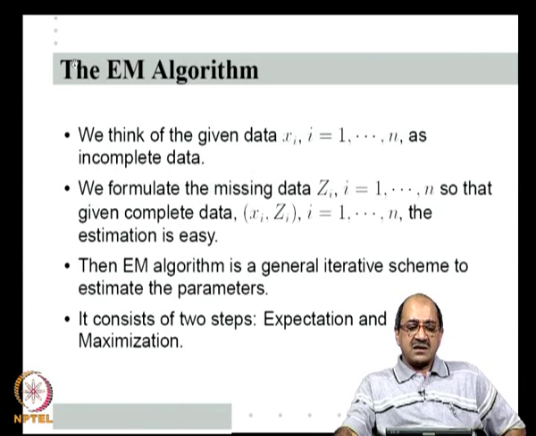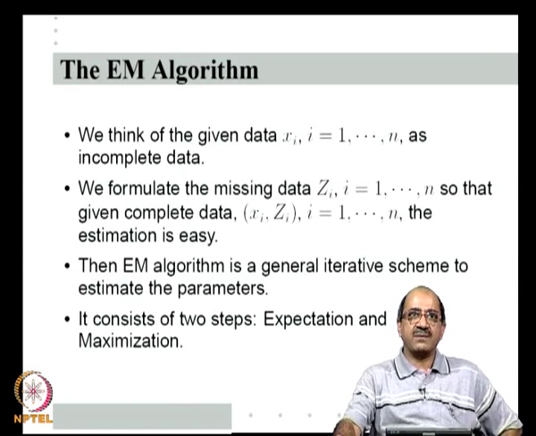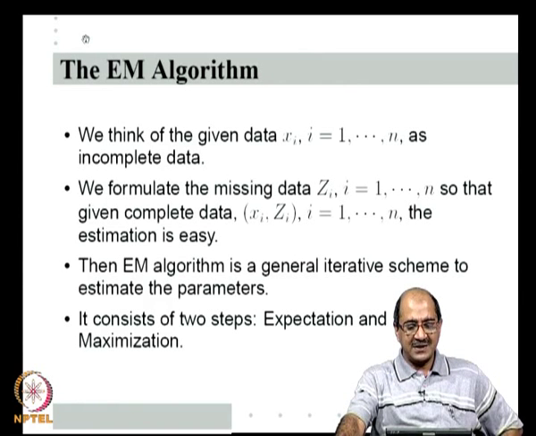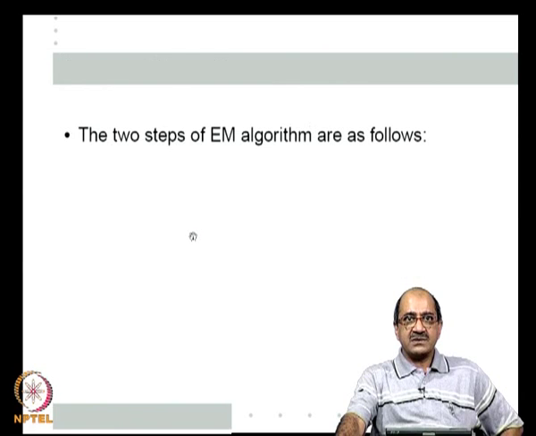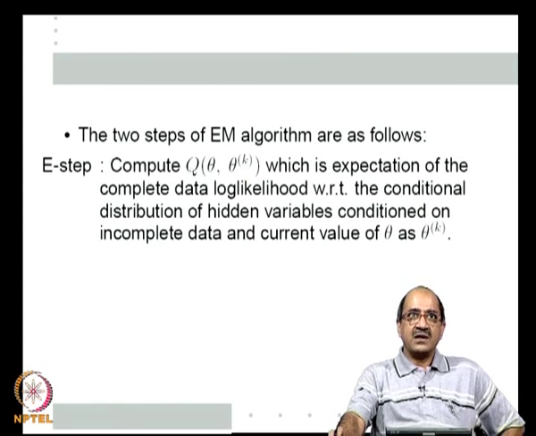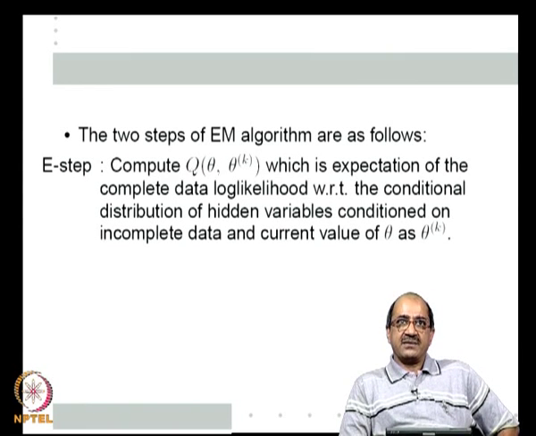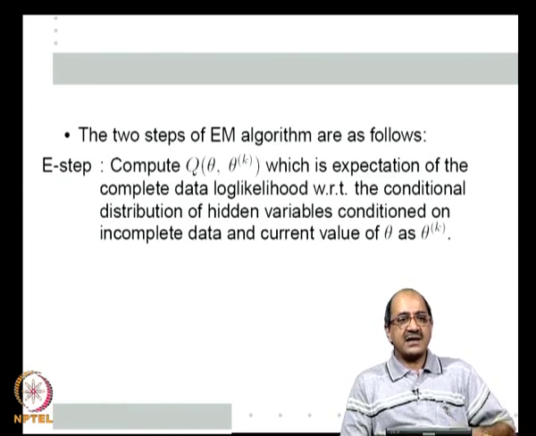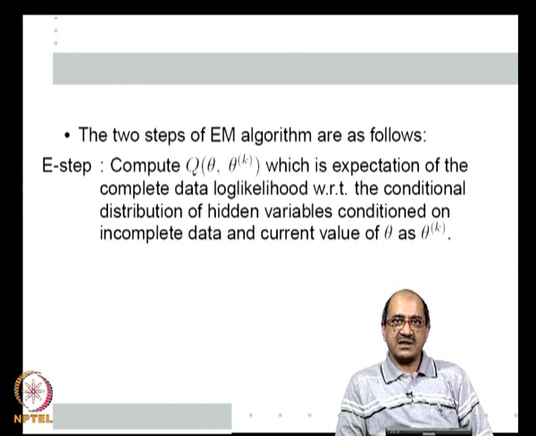As I said last class, it consists exactly of two steps, expectation and maximization. That is why it is called the EM algorithm. EM stands for expectation and maximization, or expectation maximization. Let us once again recall the two steps. What are the two steps? First step is expectation. In the expectation step, we compute a function Q(theta, theta_k). Theta_k is the current iterate value of the unknown parameter theta that we are estimating.